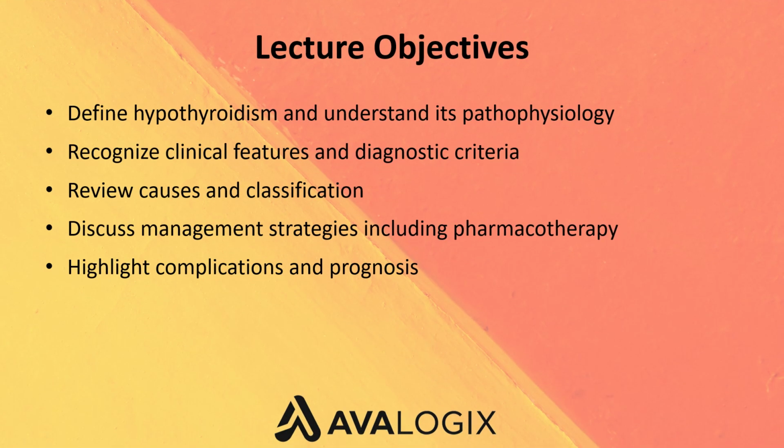Let's outline what you will gain from this lecture. First, you will learn a detailed definition of hypothyroidism and understand its pathophysiological basis, why and how thyroid hormone deficiency develops, and the effects on the body. Second, you will be able to recognize the broad spectrum of clinical features, understanding why symptoms vary with severity and patient demographics. Third, we will discuss the diagnostic criteria, including interpreting thyroid function tests, especially TSH and free T4, and the role of thyroid autoantibodies and imaging.